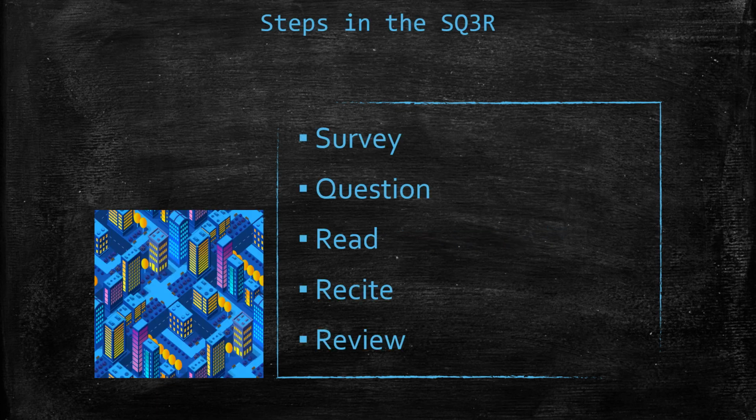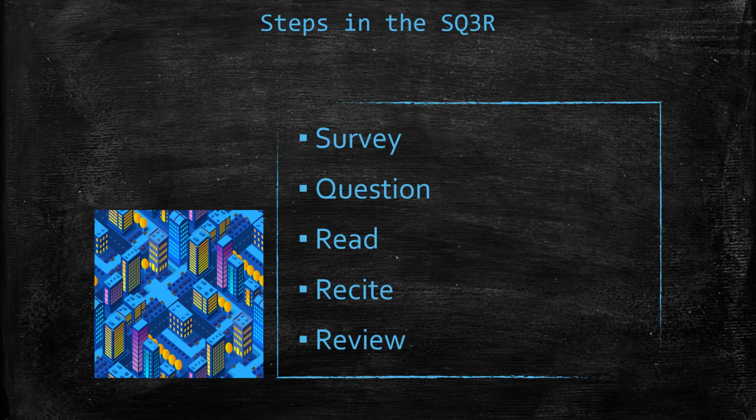The following are steps in the SQ3R system. S for survey. In this step, you need to become familiar with the overall content and organization of the material using the steps for previewing as we discussed in the previous segment. Q for question. In this step, you need to ask questions about the material that you expect to be able to answer as you read. As you read each successive heading, turn it into a question.